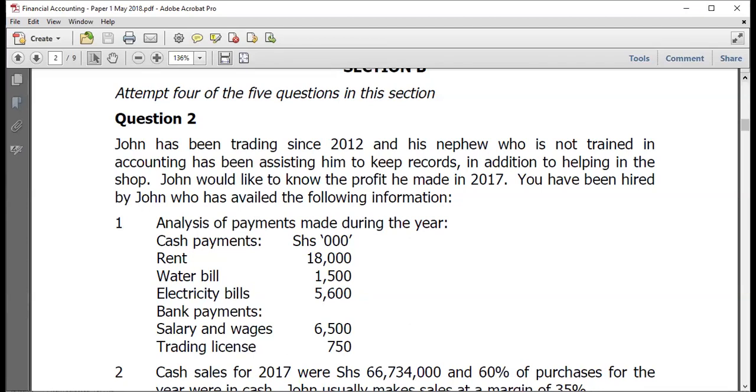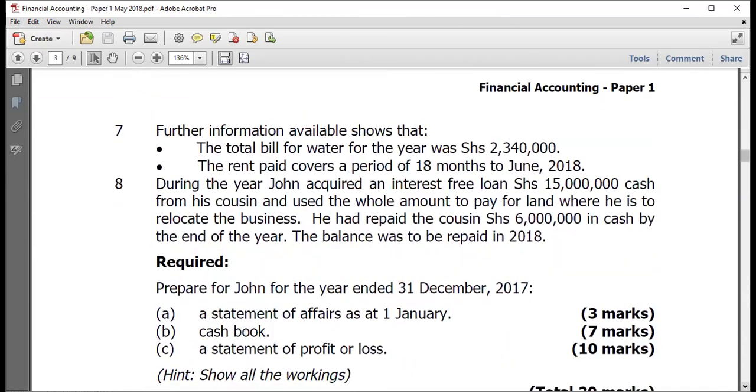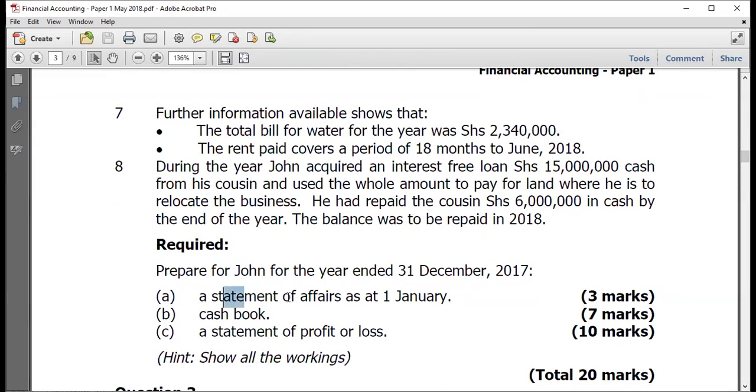Those that attended the other class, we just did control accounts, okay? One of the advantages of control accounts is to help us prepare financial statements from single entry transactions, okay? So a question like this, question 2, let us look down and understand what is required. This question requires us to draw up, 1, a statement of affairs as at 1st January, a cash book, a statement of P&L, okay? And the hint is show all workings. So the examiner will always be looking out for our workings, which we need to make sure that we show.